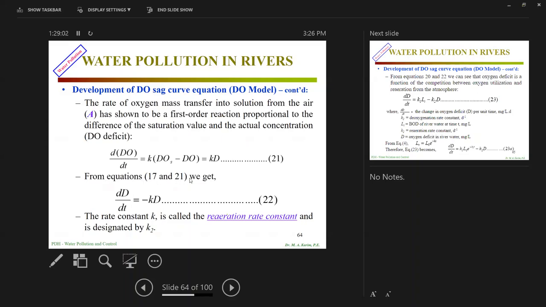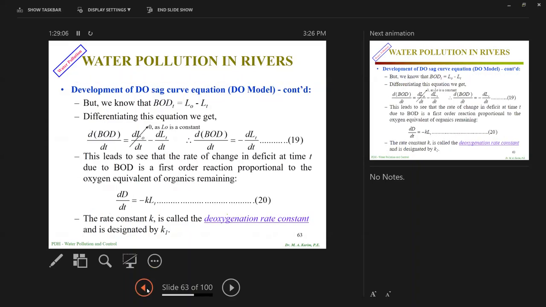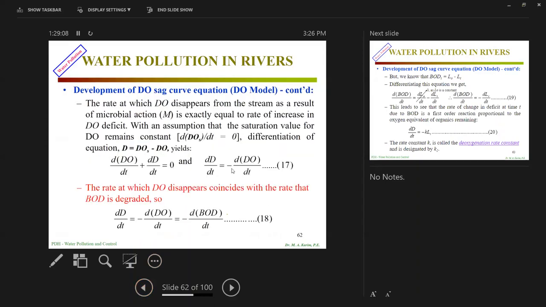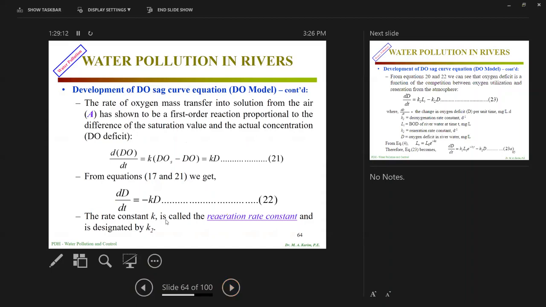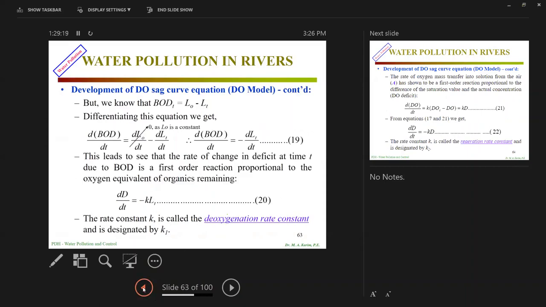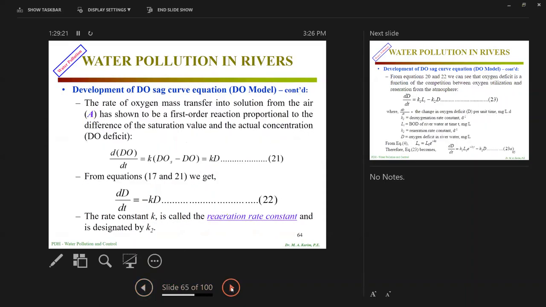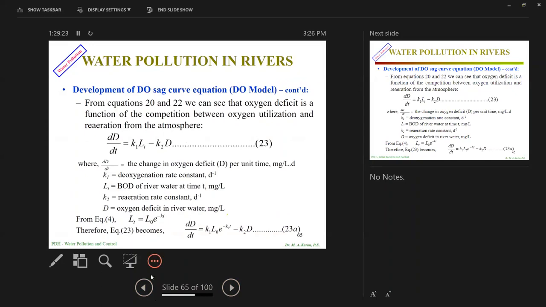So from equation 17 and 21, we had equation 17 with this, right? From this one, I can just write dD/dt. Now, from equation 22 and equation 20, we should be able to find just one equation. In here, we use the K2 value.